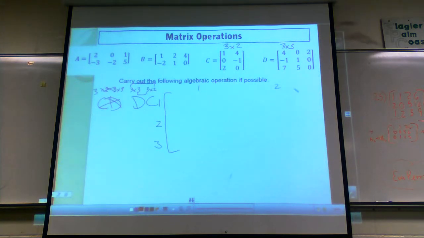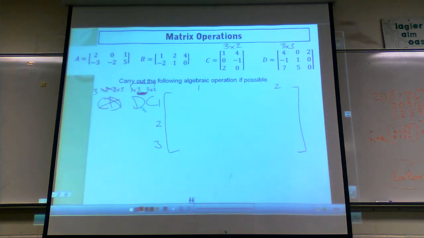Oh, that's how you figure it out? How did you get those? I could do C times D back, because if I flip-flop the numbers and put D first, then the numbers will line up. Right? That changes the dimension.